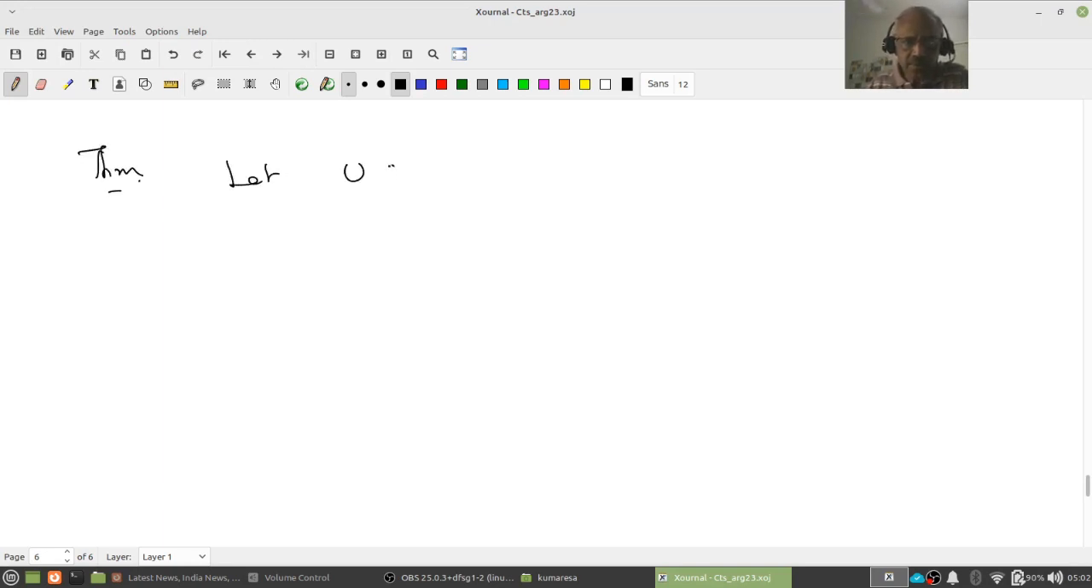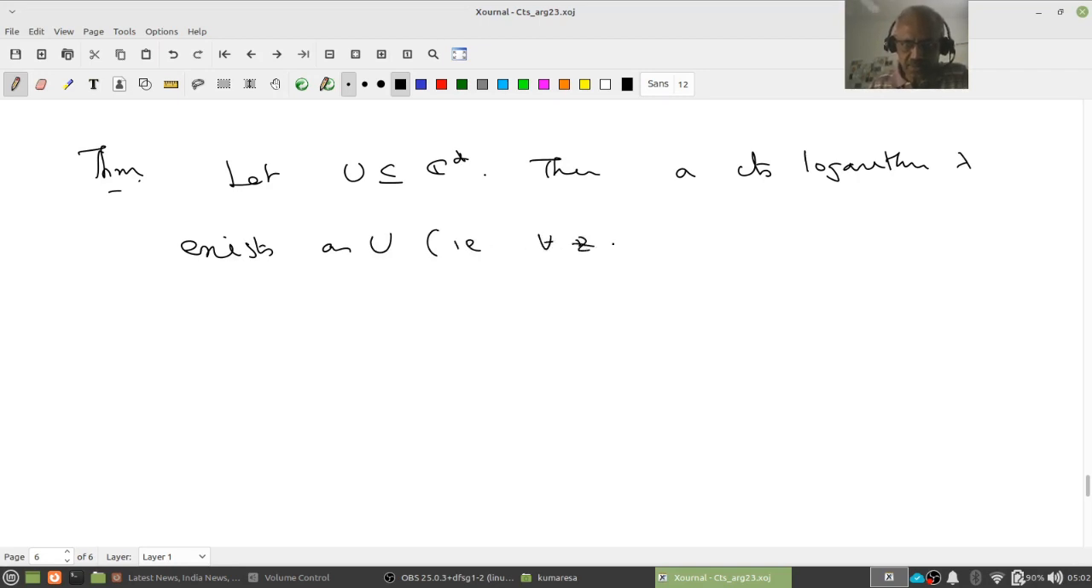Let U in C star be open. Then a continuous logarithm lambda exists on U, that is, for all z in U, exponential of lambda z is z, if and only if there exists a continuous argument on U.